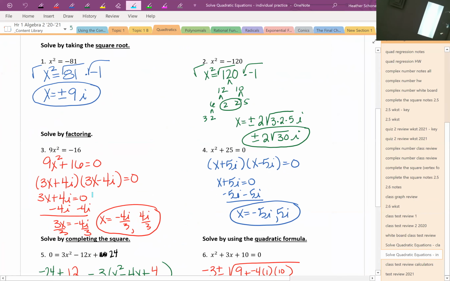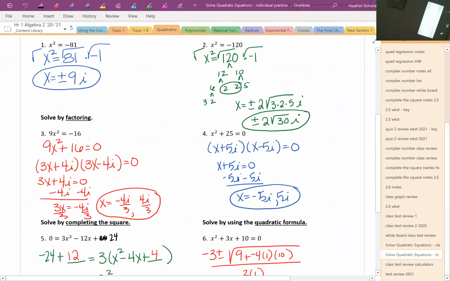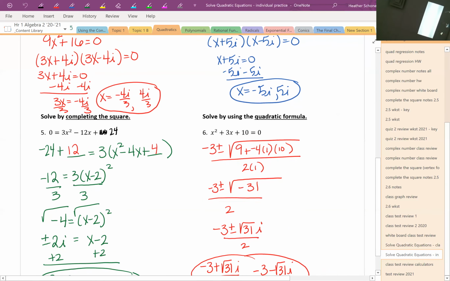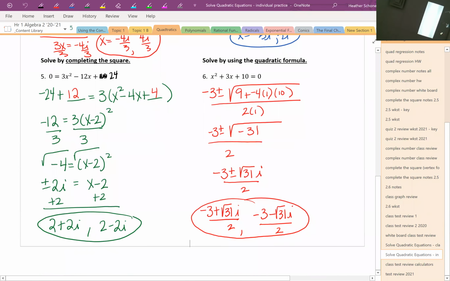Okay, but when you're solving by factoring, set it equal to 0, and then factor, and then write your equations and solve. Because on 3 and 4, I was factoring a plus, I had to add an i. And then here are the answers for 5 and 6. 5, you're completing the square. 6, you're solving by the quadratic formula.